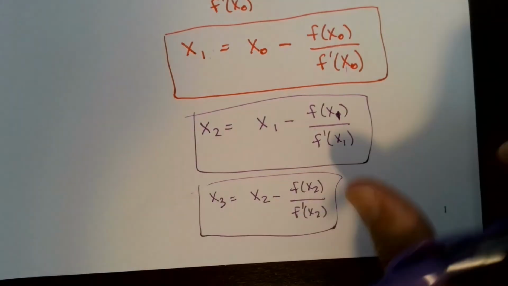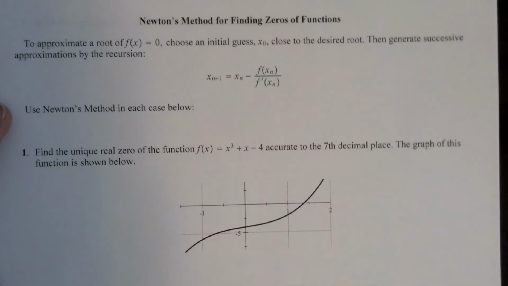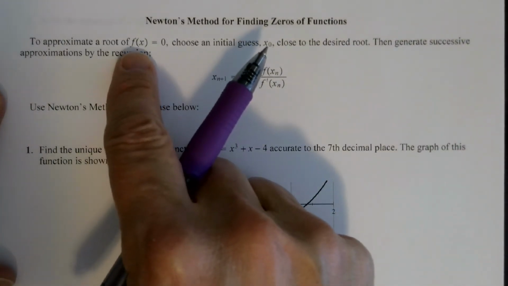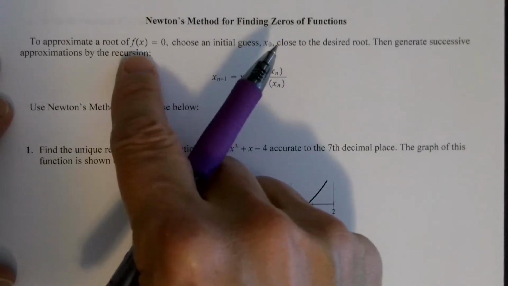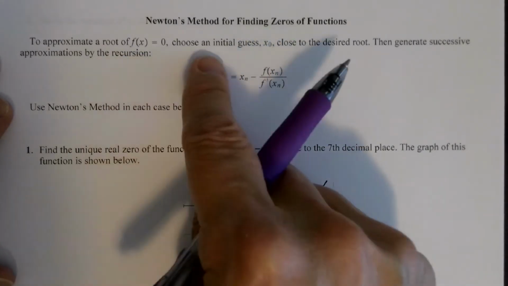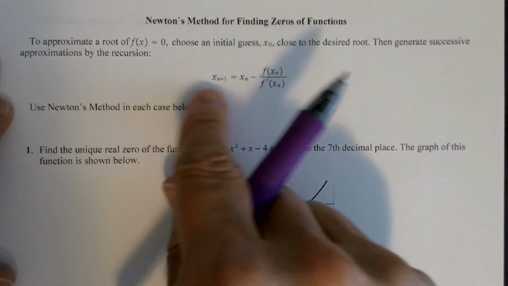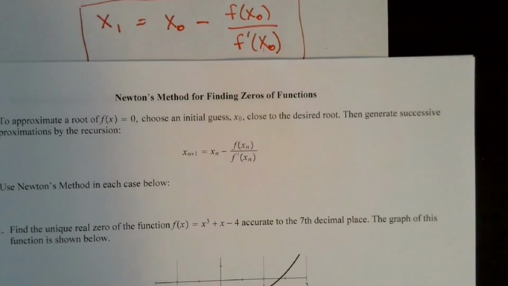And so here it is in a nutshell. Newton's method is to approximate the root of the function f of x, or find when f of x is equal to 0, right, when its output is 0, when the graph crosses the x-axis. We choose an initial guess x sub 0 close to the desired root, and then we generate successive approximations by this recursion.